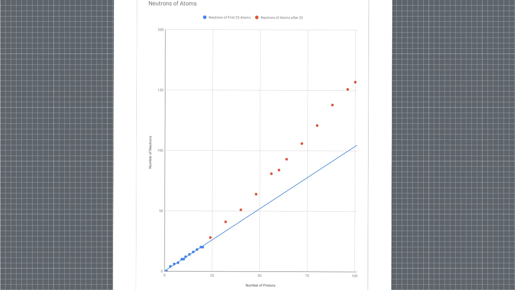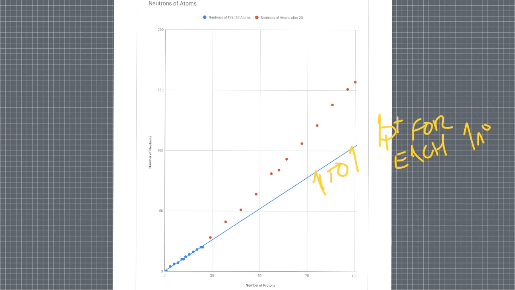So what I would like you guys to do in your notes, where you copy down this graph, is let's label this 1 to 1. So this line graph right here represents 1 to 1, meaning 1 proton for each neutron.